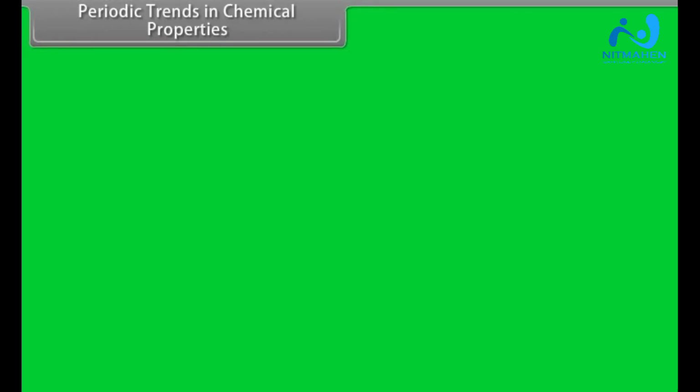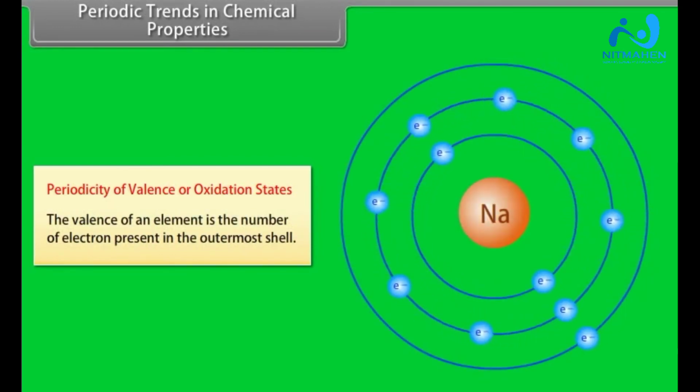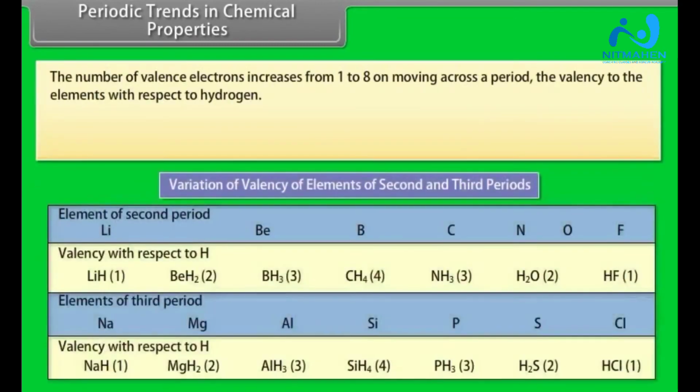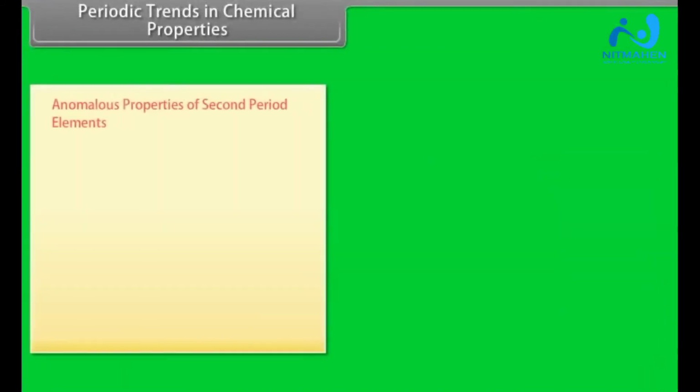Periodic trends in chemical properties. Periodicity of valency or oxidation states. The valency of an atom is the number of electrons present in the outermost shell. The number of valency electrons increases from 1 to 8 on moving across a period. The valency of the elements is with respect to hydrogen. On moving down a group, the number of valency electrons remains the same, and therefore all the elements in a group exhibit the same valency.